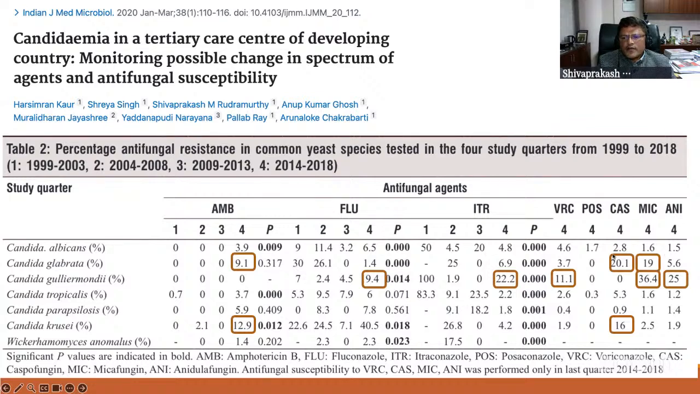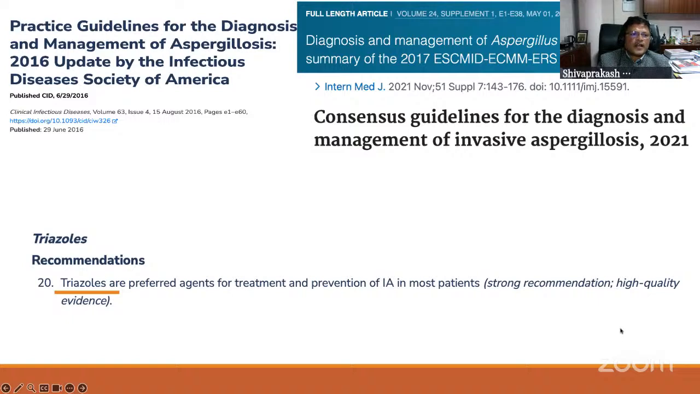And in the case of echinocandin also, if you are testing only one echinocandin, it may not give reliable results for the other echinocandins. So you should test against each echinocandin. Guilliermondii resistance to echinocandin is also very high. Candida krusei also is very, very high. This is mainly from our center.